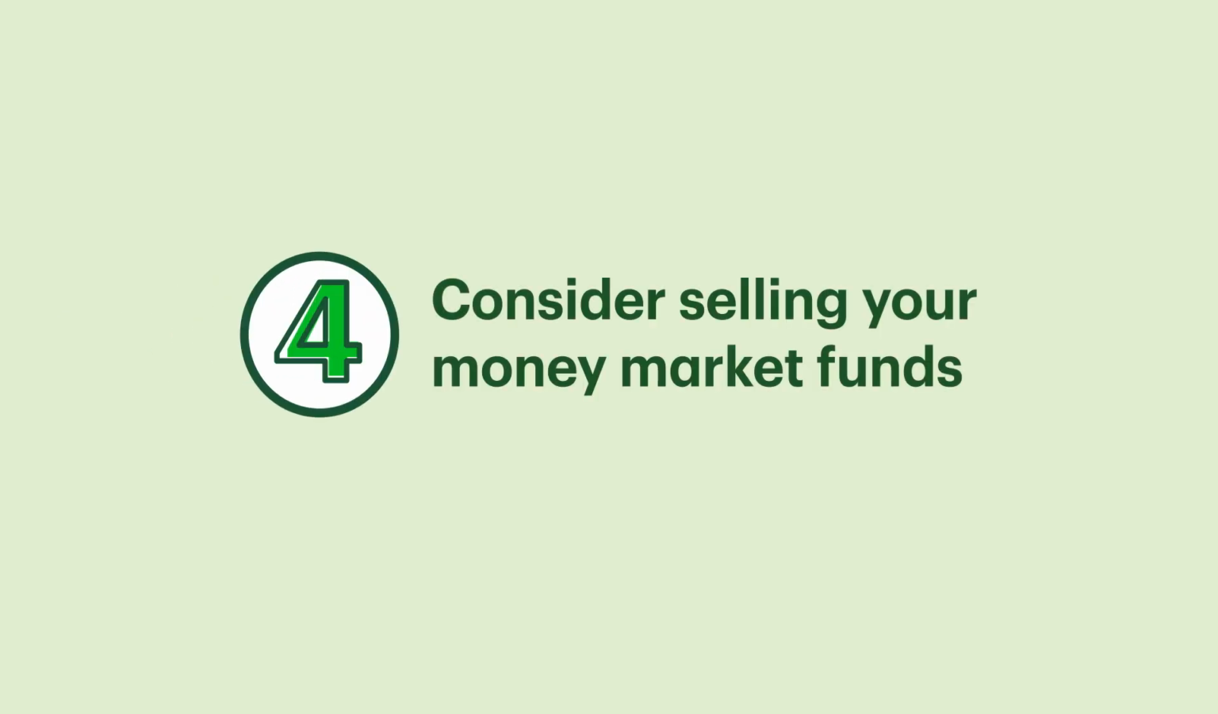Lastly, tip number 4. Consider selling your money market funds. Your money market mutual funds are not quite the same as cash, as they only provide a loan value of 95%. This means that you could gain an extra 5% in available margin by selling them.